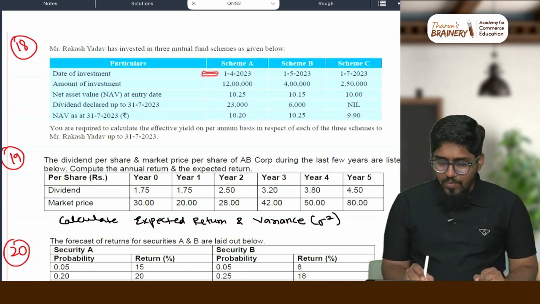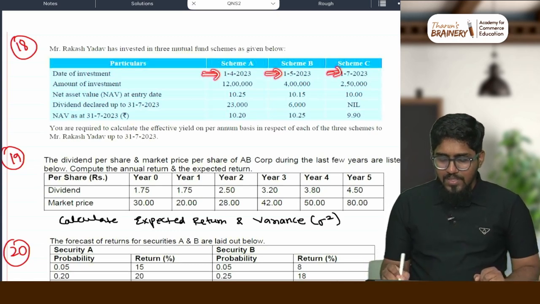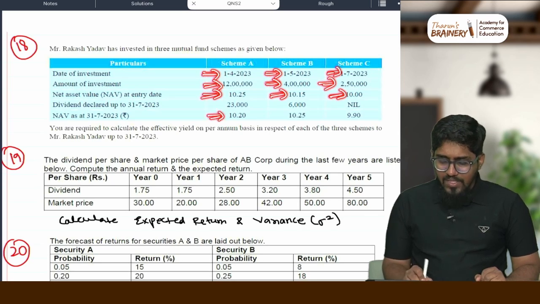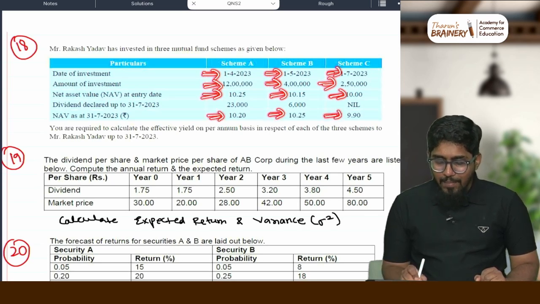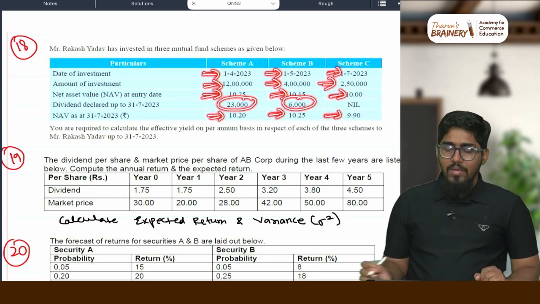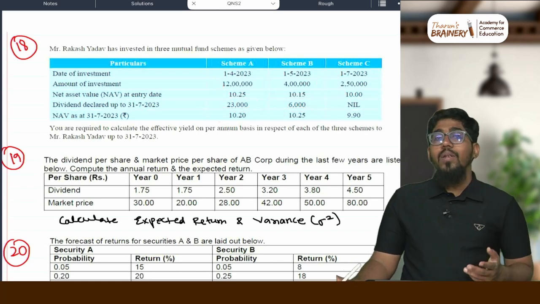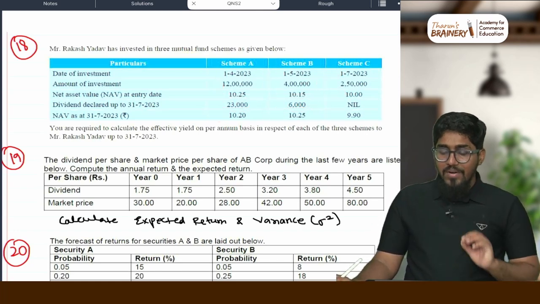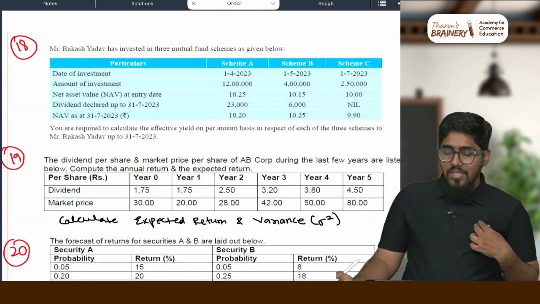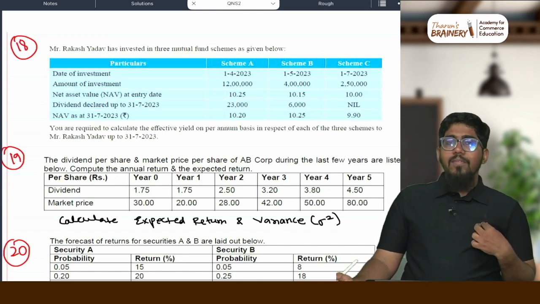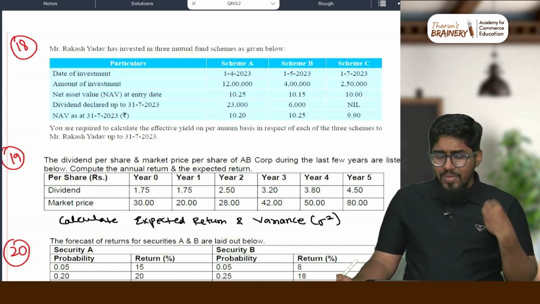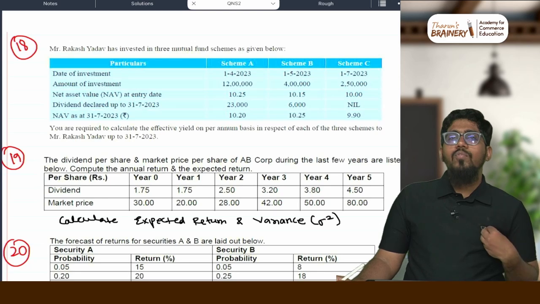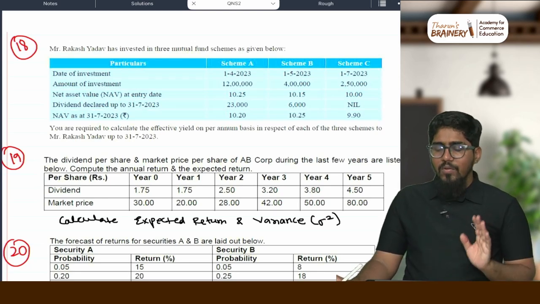My date of investment for all the months is given. My amount of investment is given. My NAV at the entry date, so opening NAV, is given. My closing NAV is given, and my dividend amount is given. Suppose if dividend per unit is given, this becomes very easy, but instead of dividend per unit they have given dividend amount. Now because dividend amount is given, you have to convert it into value.